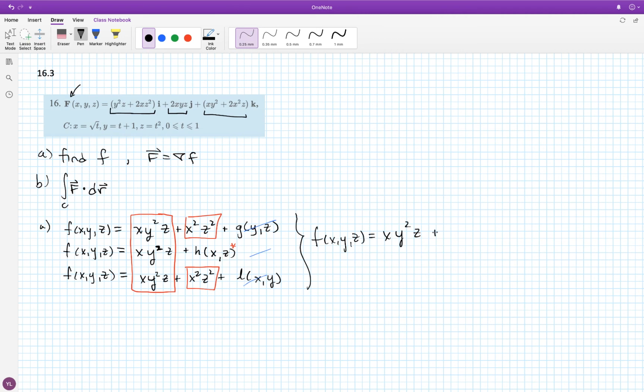xy squared z plus x squared z squared. And you can always check to see if you get the right antiderivative. Just take your gradient here and see if it's what you started with.